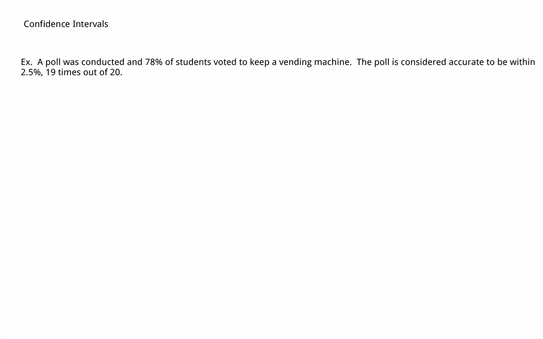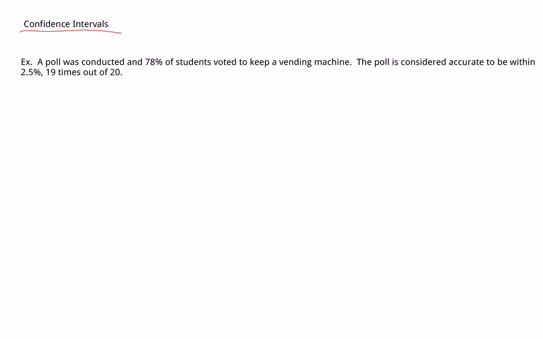Okay, our new lesson is on confidence intervals, and a confidence interval is just dealing with the stuff we've already talked about. You just need to interpret the language. So for example, if we did a survey of students in the school, we found out that 78% decided they'd like to keep a vending machine instead of removing it.